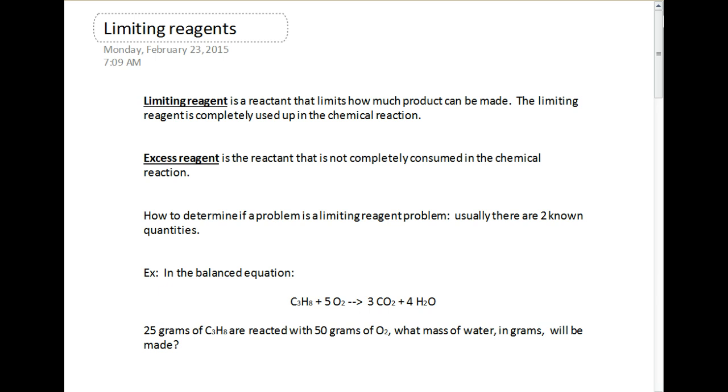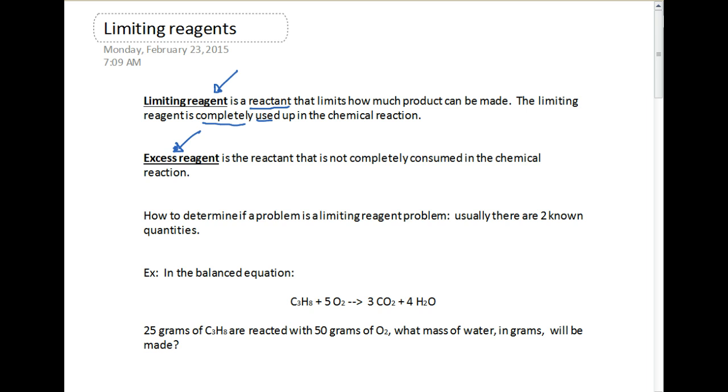Now, a limiting reagent is going to be a reactant that is going to limit how much product can be made. And the way it limits how much product we can make is it's going to be completely used up in the chemical reaction. So when it gets completely used up, that stops the chemical reaction. We can't continue a chemical reaction if you don't have one of the reactants. It's gone.